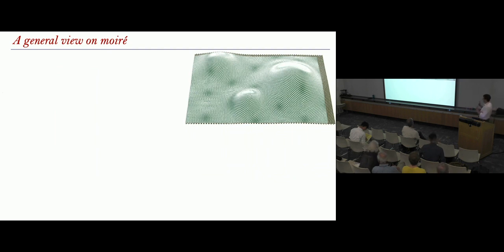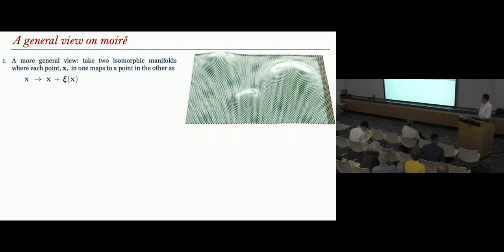So before doing more Moiré, I don't know how much time I have, I'll just stop whenever. I want to present a general view on this Moiré, which is not necessarily graphene motivated. The general view can be this: take two basically identical manifolds. Okay, I'm not a mathematician, but I'm going to pretend that I am for a second. Take two identical manifolds and move each point in one according to this complicated equation.